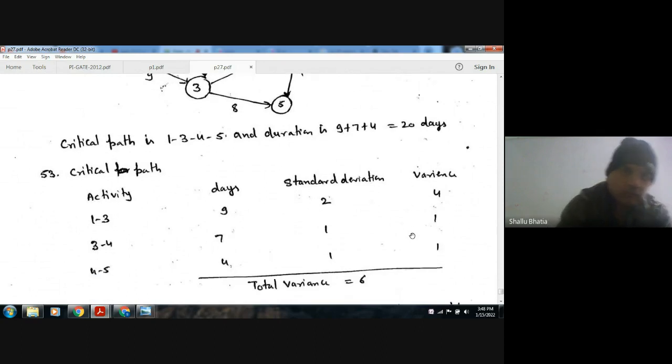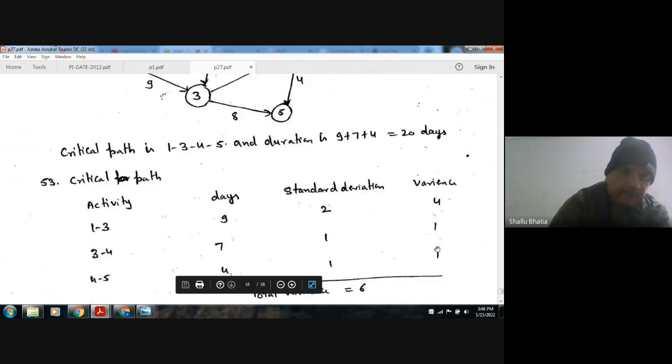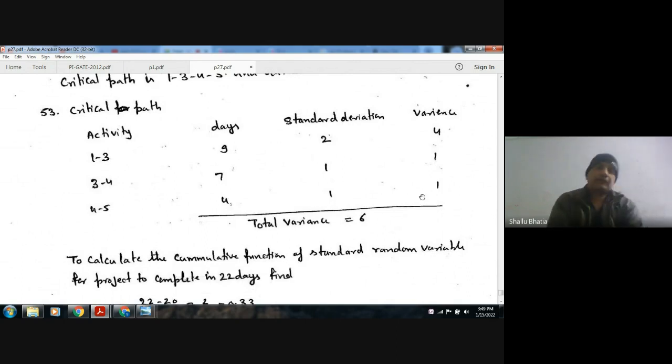Take the critical path. Activity 1-3 is 9 days, standard deviation is 2 and variance is 4. Similarly, 3-4 duration is 7 days, standard deviation 1, variance 1. And in 4-5 the duration is 4, standard deviation is 1, and variance is 1. So the total variance is just 6.